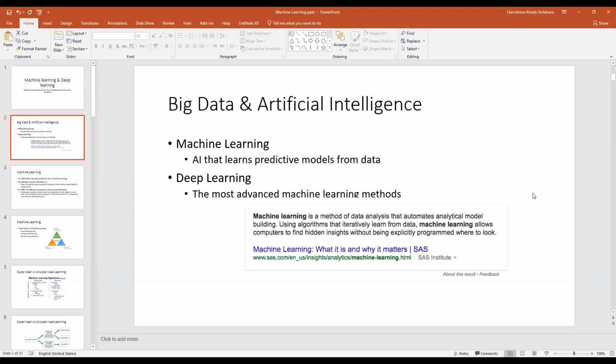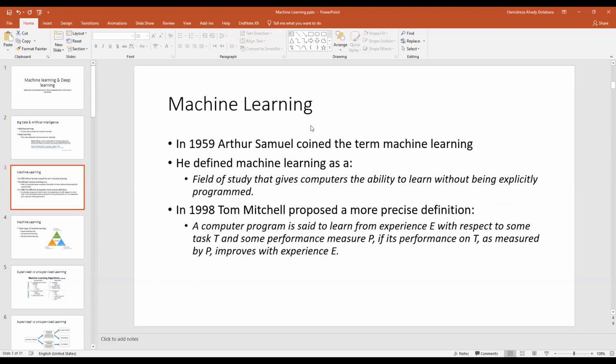As you might know, there is no general definition for machine learning, data mining, data science, artificial intelligence. Sometimes they overlap, but let me just read some general descriptions or definitions of them. Machine learning: artificial intelligence that learns predictive models from data. Deep learning is one of the most recent topics that is still very hot. We will also review that, but let me just go to the next slide.